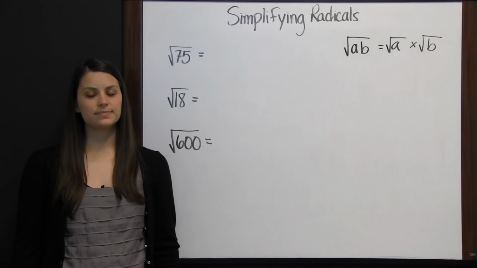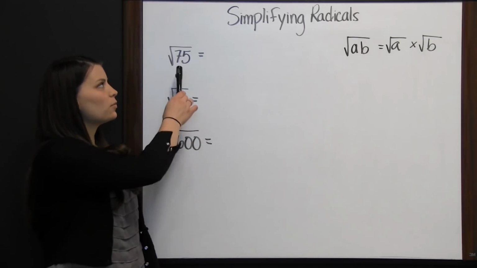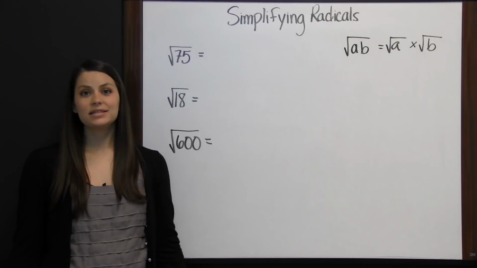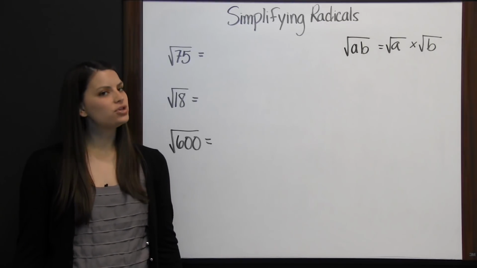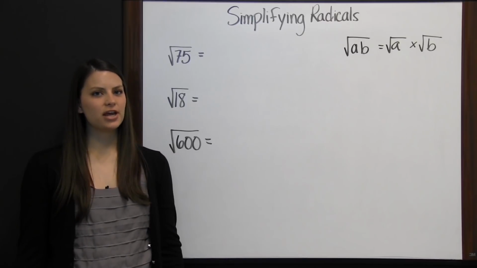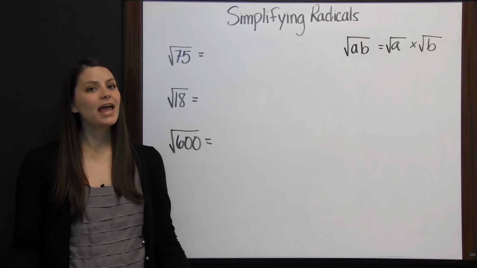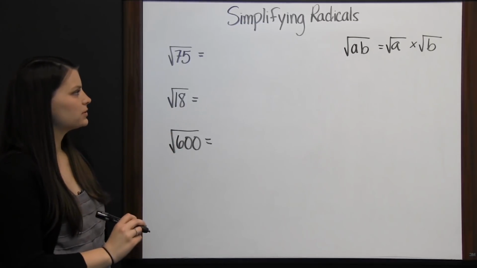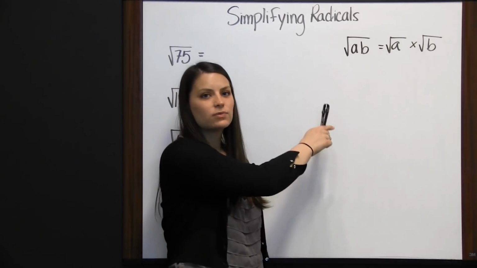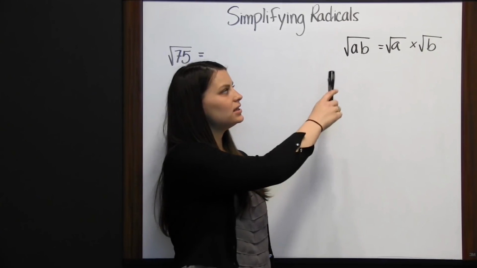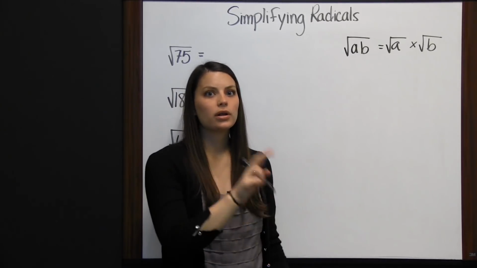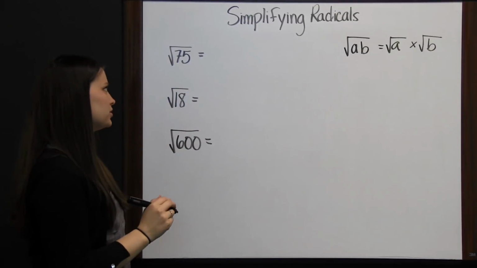Simplifying radicals. Many times the radicand, or the number under the square root sign, isn't a perfect square. But you can still simplify the expression if it contains a perfect square. Let's look at 3 examples. And we're going to use this rule that the square root of AB is equal to the square root of A times the square root of B. We're going to break down our numbers.